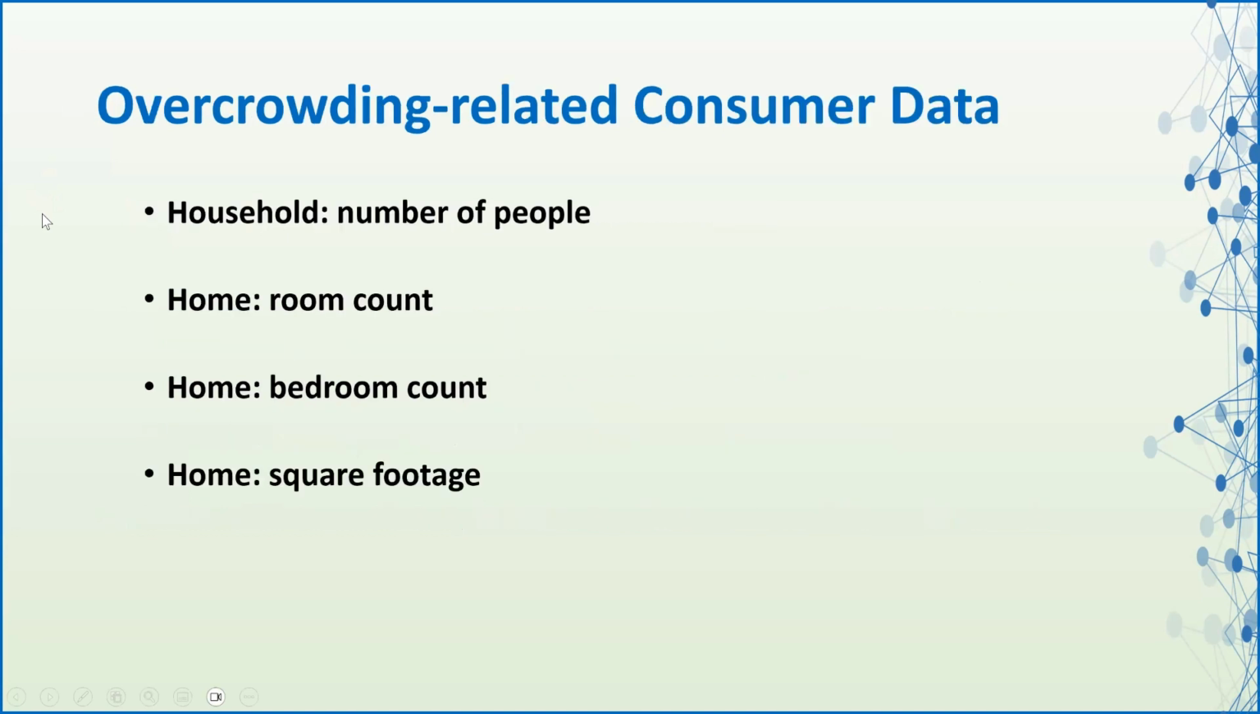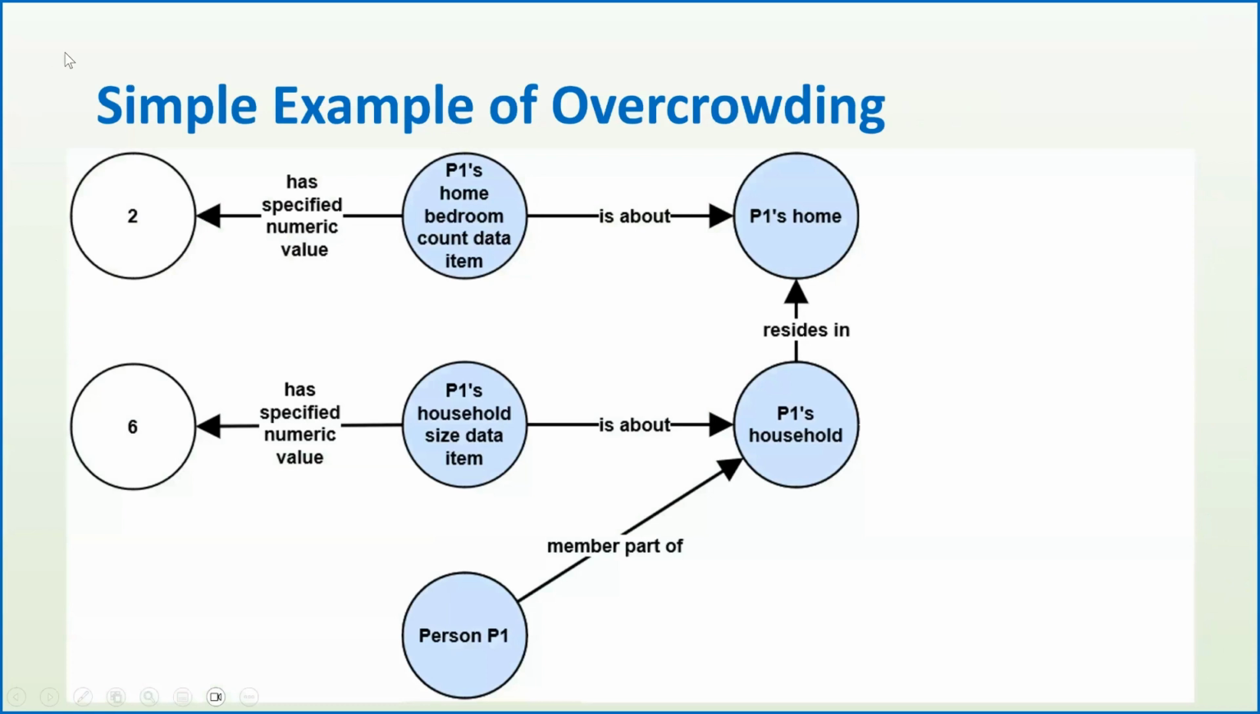Sorry, I think I should have skipped to this slide already, but yeah, those are the overcrowding related consumer data elements we have. There's additionally the number of adults in the household and number of children in the household, which matter for some of the more complex approaches to measuring overcrowding that distinguish between adult and child members of the household. But here's a simple example of how this would be represented.